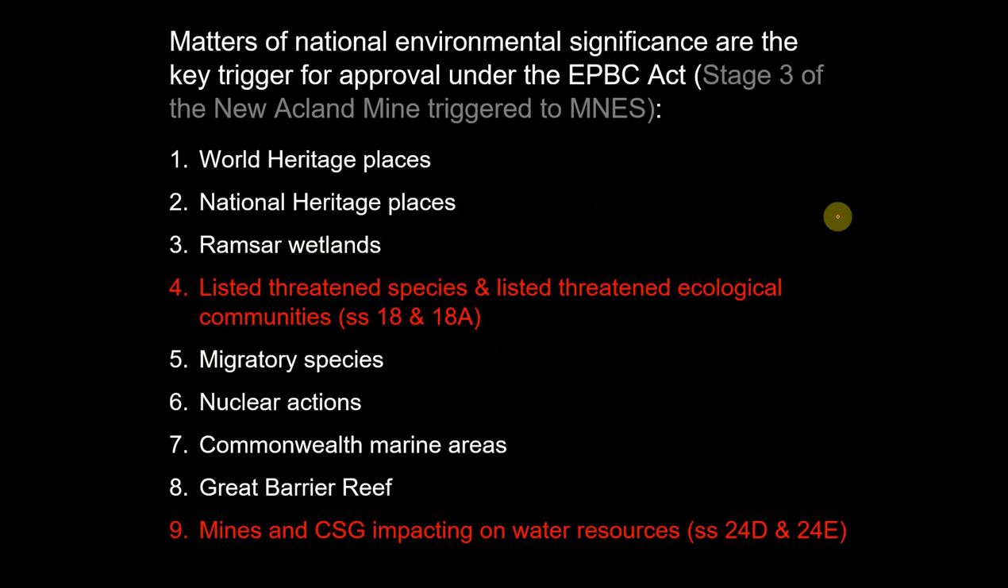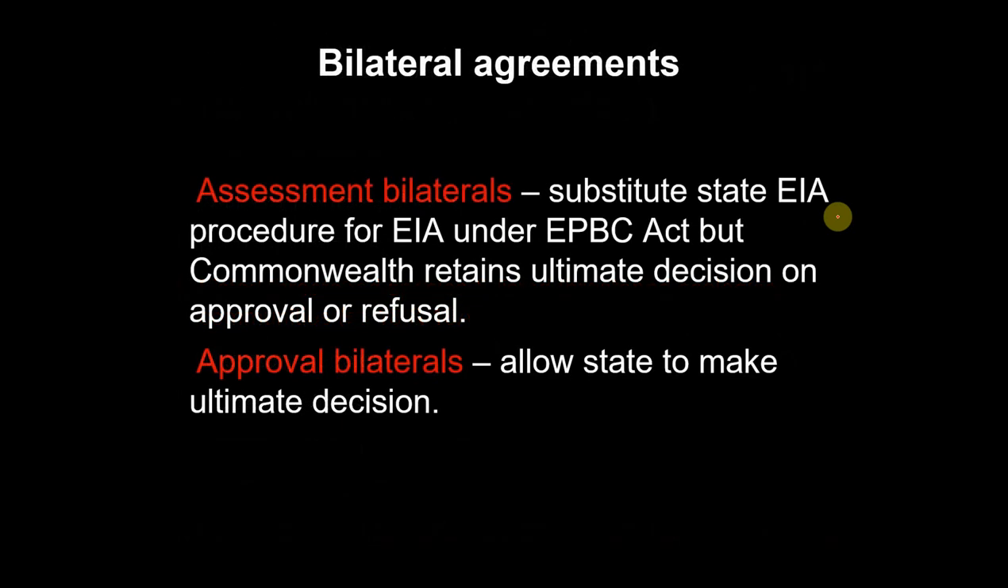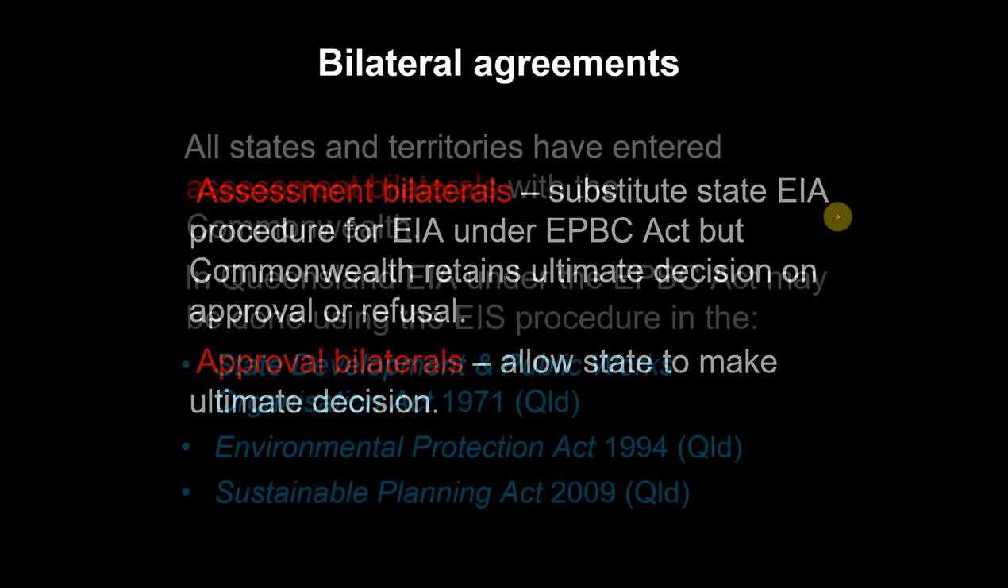It was assessed because the Act creates a system whereby state EIS processes can be used for the assessment. So it set up a system called assessment bilateral agreements. There's two types. Assessment bilaterals allow state EIA procedures to be substituted for EIA procedures under the EPBC Act, but the Commonwealth retains the ultimate decision. And then approval bilaterals would allow the state to make the ultimate decision under the federal laws. And approval bilaterals have been very controversial. There was a push for them a few years ago, but effectively there's only assessment bilaterals.